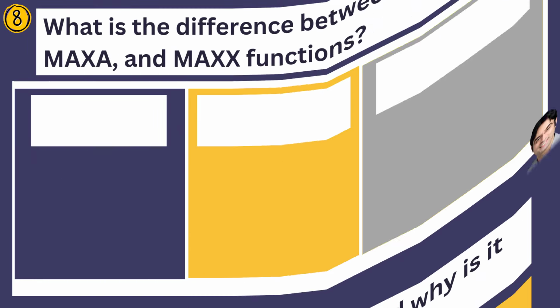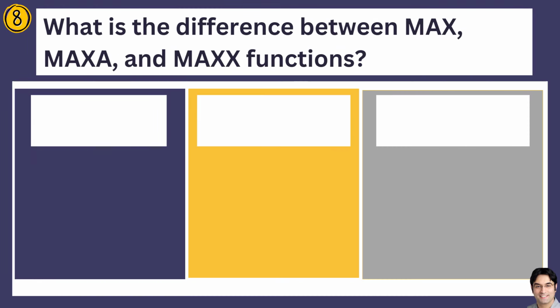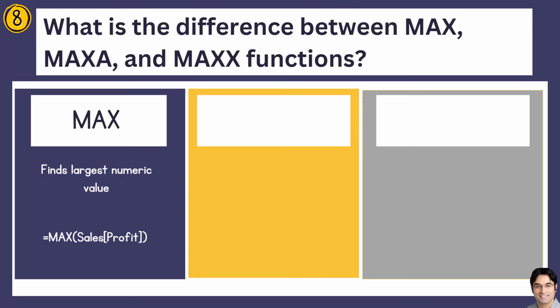Here it comes. Question number 8. What is the difference between MAX, MAXA, and MAXX functions? So let's start with MAX. MAX finds the largest numeric value in a column, ignoring non-numeric values. For example, MAX(Sales[Profit]) returns the highest profit in the sales table.